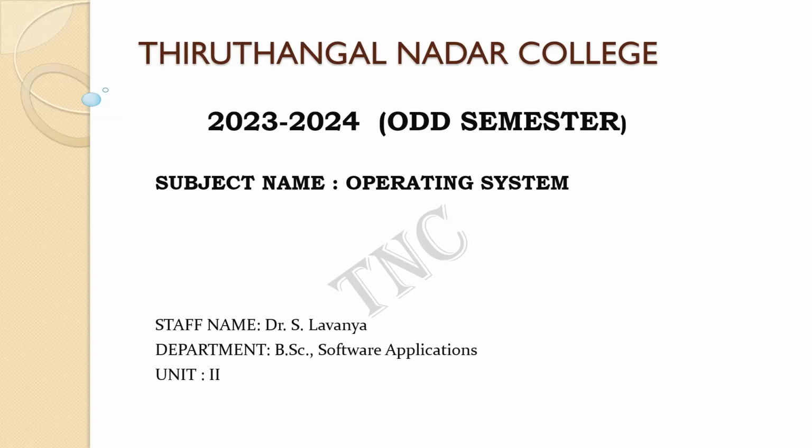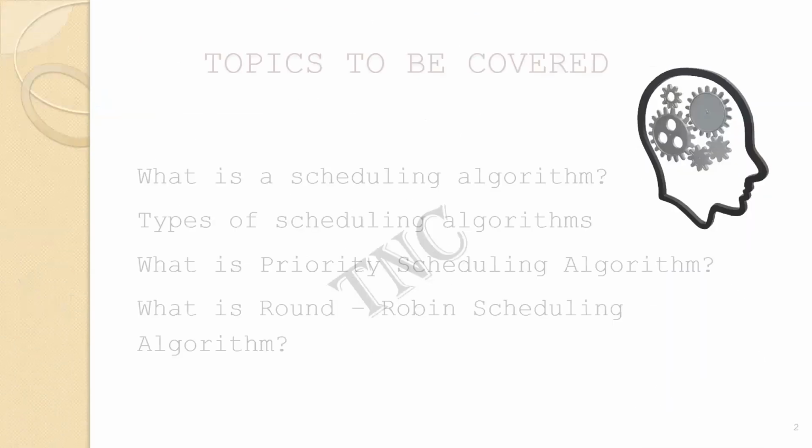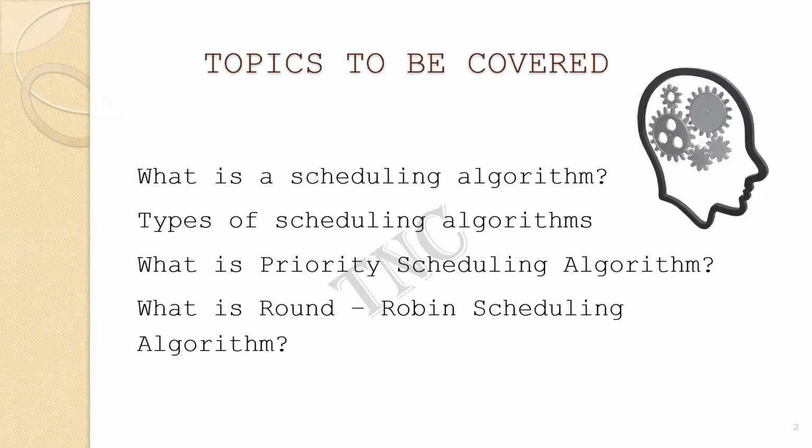Today, I'm going to teach you about the scheduling algorithms in operating system. The topics to be covered in this video are: what are scheduling algorithms and what are the different types of scheduling algorithms available in OS. And in that, two important scheduling algorithms are going to be discussed today. One is the priority scheduling algorithm and another one is the round robin scheduling algorithm. So students remember, these are important topics. A regular short question will come in this topic. So be attentive.